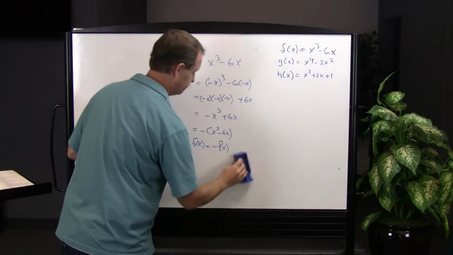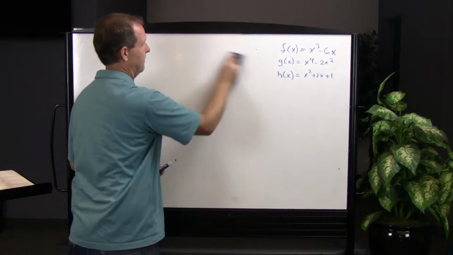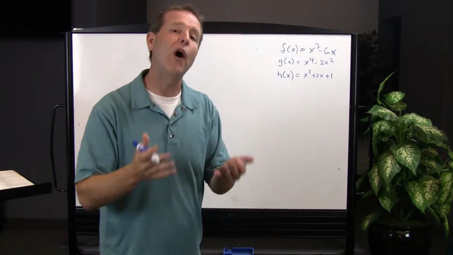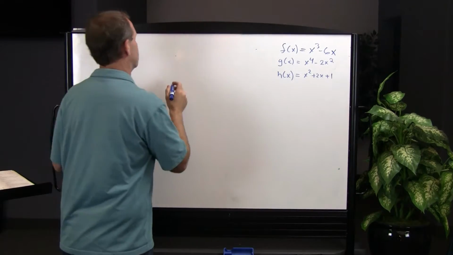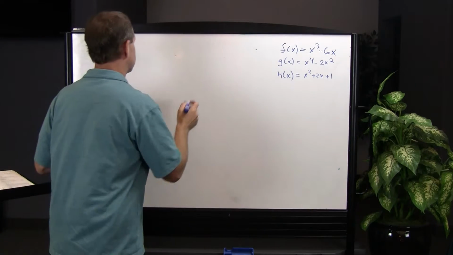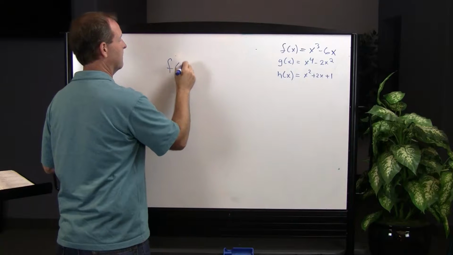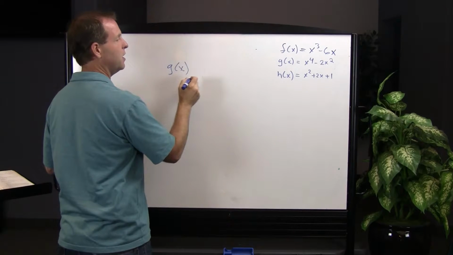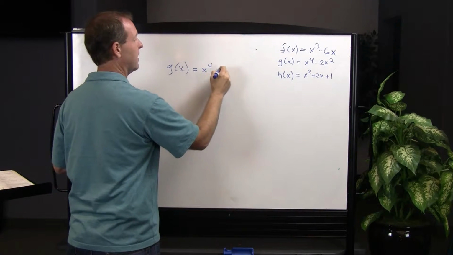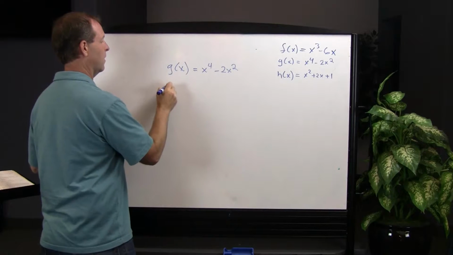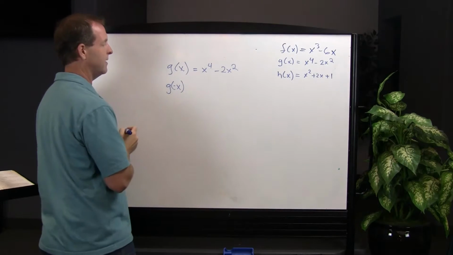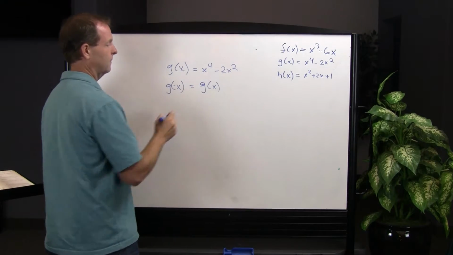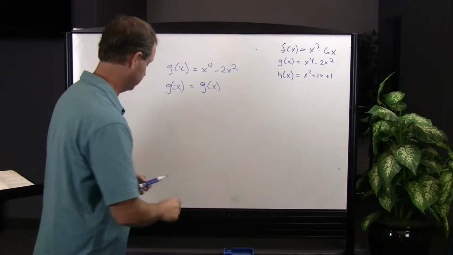Let's compare that a little bit to the next one. And you're thinking, yeah, the next one's going to produce an even function. You're right. But let's look ahead and determine why it produces an even function. In this case it's g of x, sorry folks. g of x equals x to the fourth minus 2x squared. I want my g of negative x to equal g of x. If that's the case, then I know I'm going to have an even function.